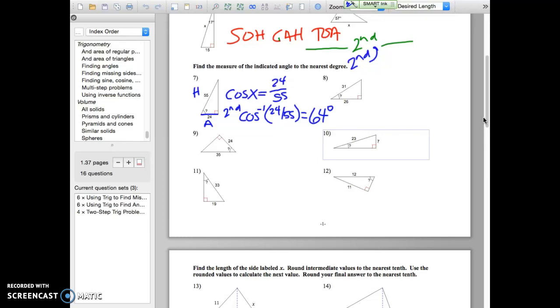Let's do number 10 really quickly. This is the angle in question. You'll notice that this is opposite, and this is the hypotenuse. So this one's going to be the sine. The sine of x equals 7 over 23. And again, you have to do second sine, 7 over 23. And the correct answer, if you typed it in your calculator correctly, you should get 18 degrees.